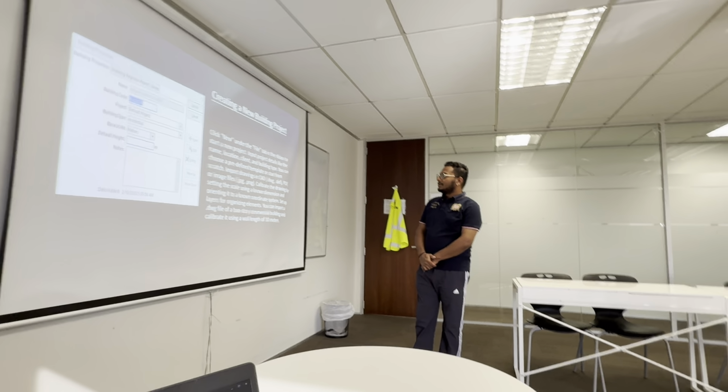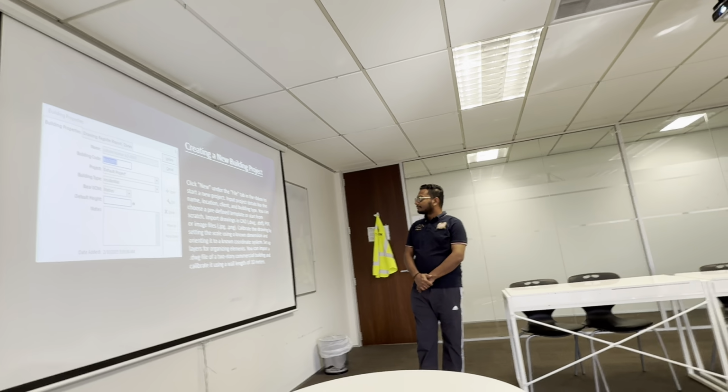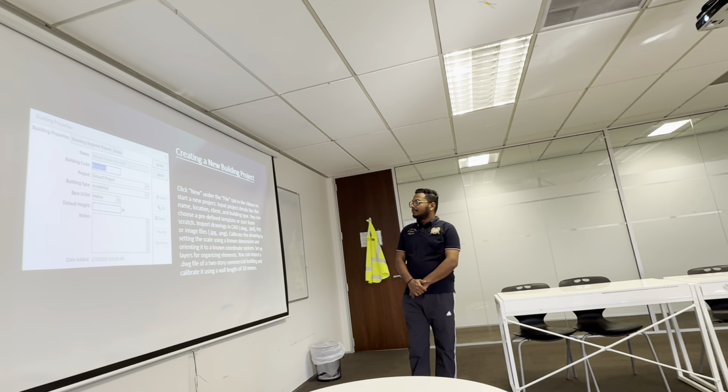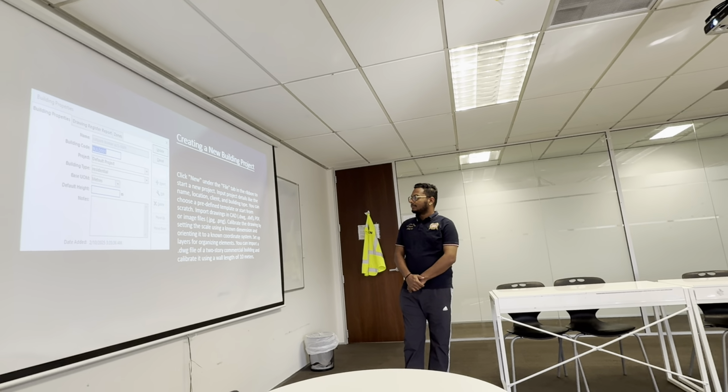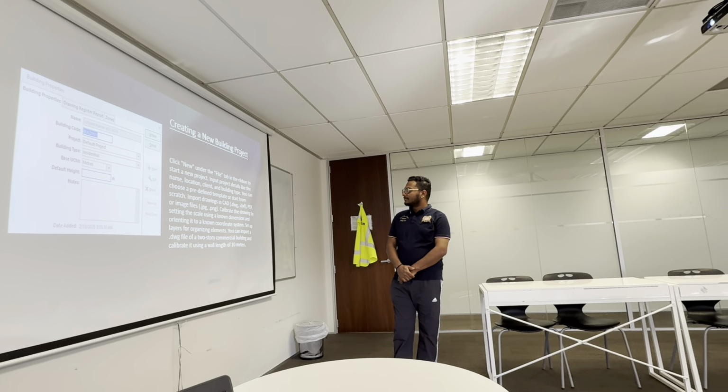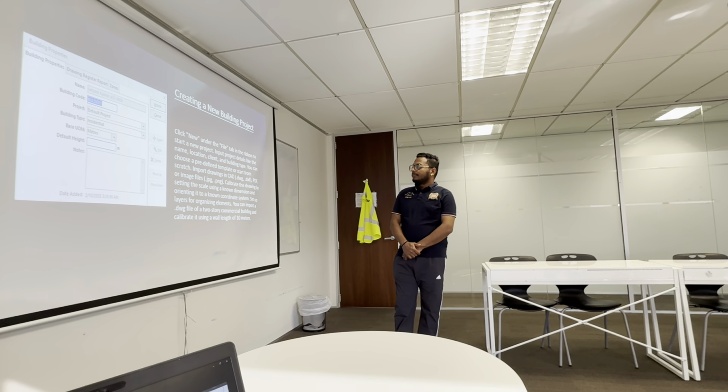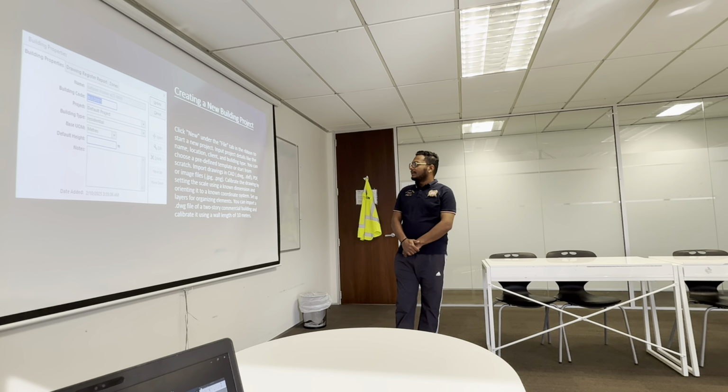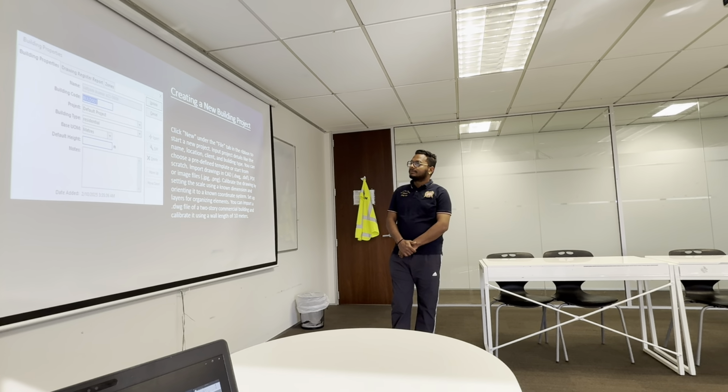For the measurement of the scale, we need to use the calibration x-axis and y-axis. Set up layers for organizing elements. You can import a drawing file of a two-story commercial building and calibrate it using a wall length of 10 meters, as you can see there.